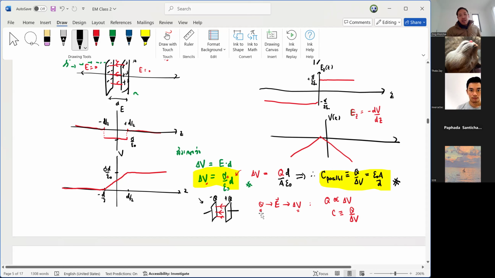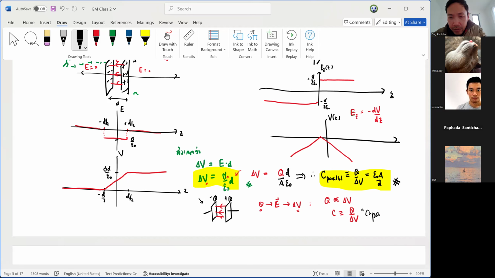You start with Q, and then you build the E, and the E creates a potential difference between the two conductors, delta V. And you always have this linear relationship between the charge that you build up and the potential difference, so Q is proportional to delta V. And so you define the capacitance as Q over delta V. So C is defined as capacitance.